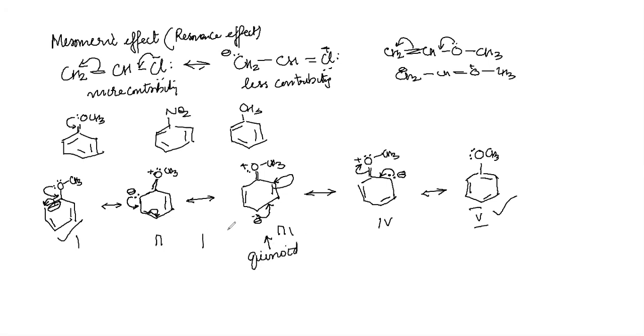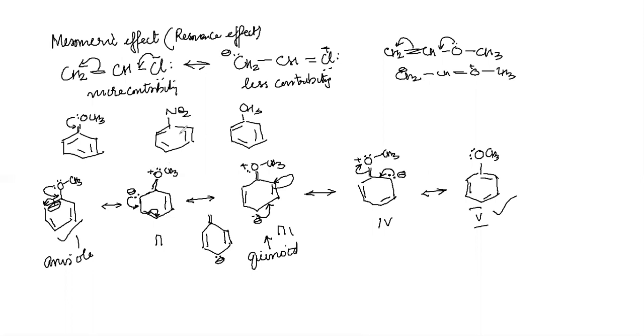Quinonoid means the double bonds are parallel and you have a pair of electrons here. So parallel double bond, and see here, this sort of structure is known as a quinonoid structure. Out of these three, this is the most contributing. So this is the overall resonance structure of anisole. This compound is known as anisole.